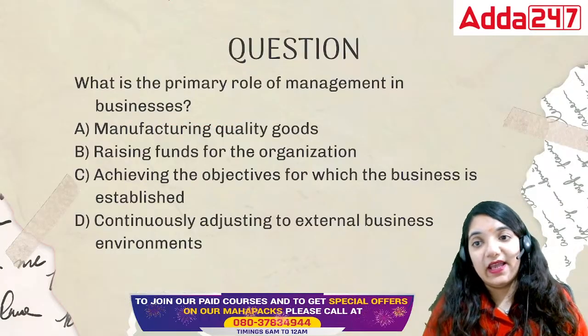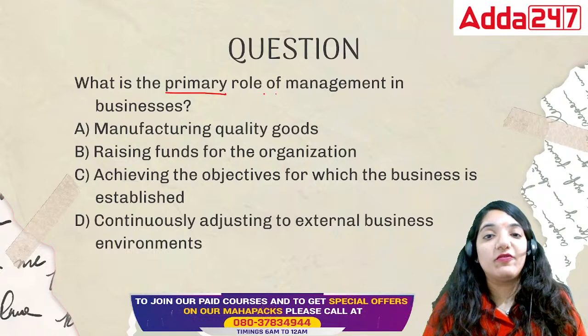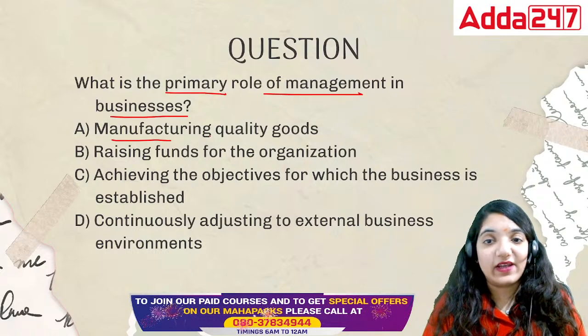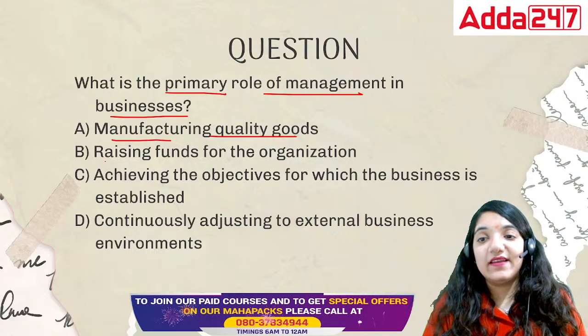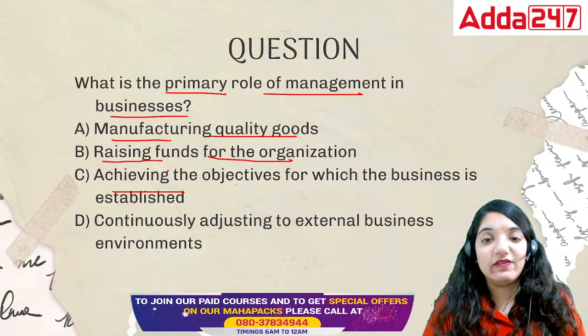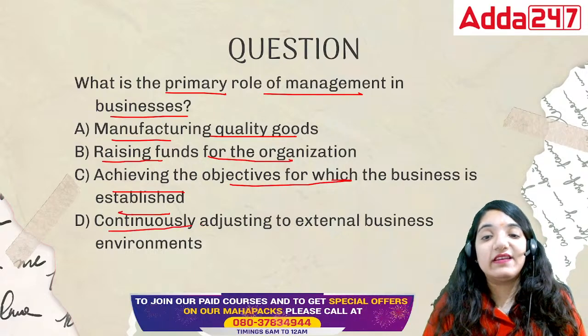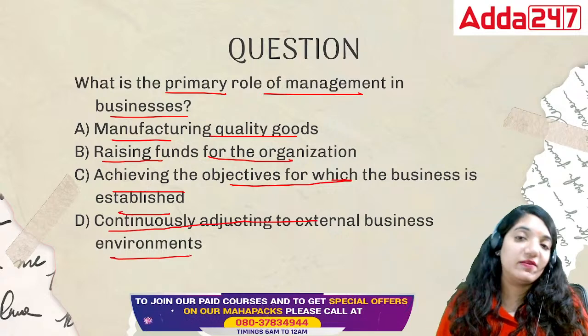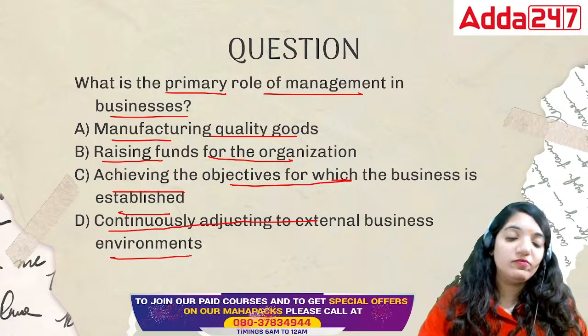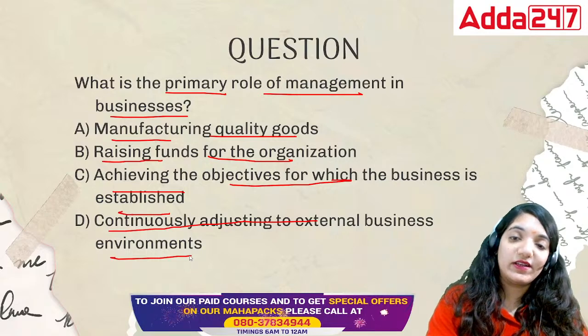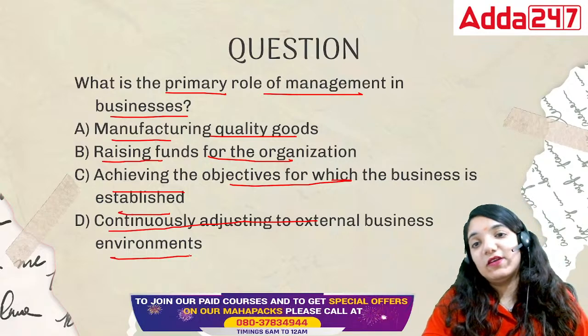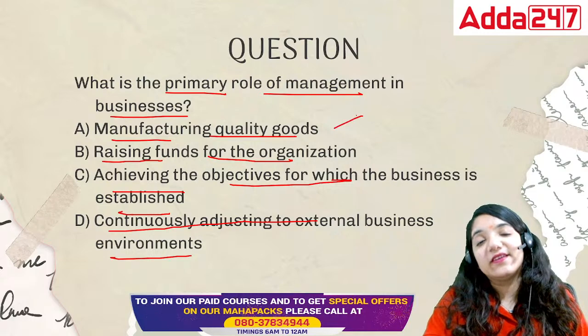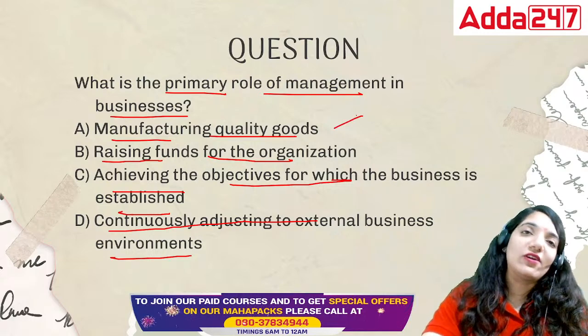Done. Next, what is the primary role of management in business? Manufacturing quality goods, raising funds for the organization, achieving the objectives of the business, continuously adjusting to external environments. See, more or less everything is a part of the organization there, right? First of all, we have to maintain the quality of goods. If the goods quality declines, the organization can never grow.